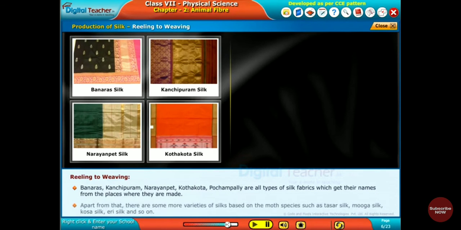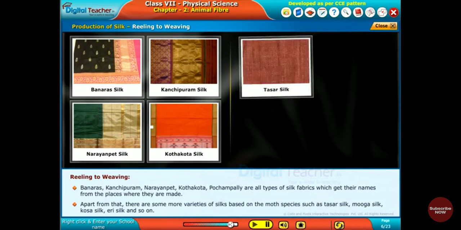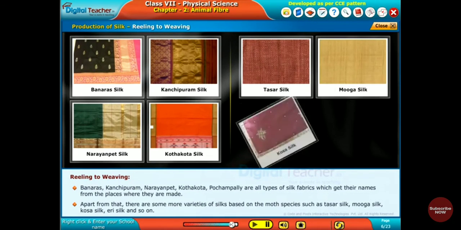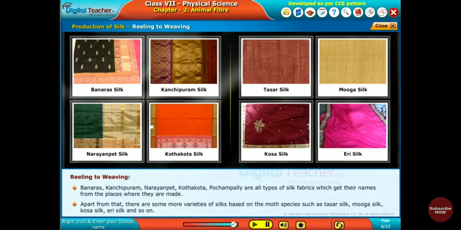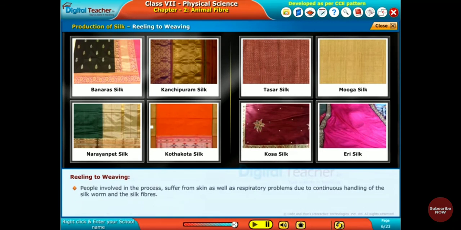Apart from that, there are some more varieties of silks based on the moth species such as Tassar silk, Muga silk, Kosa silk, Eri silk and so on. People involved in the process suffer from skin as well as respiratory problems due to continuous handling of the silkworm and the silk fibers.